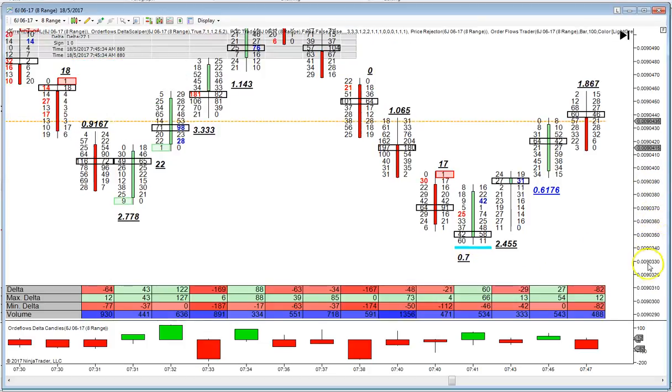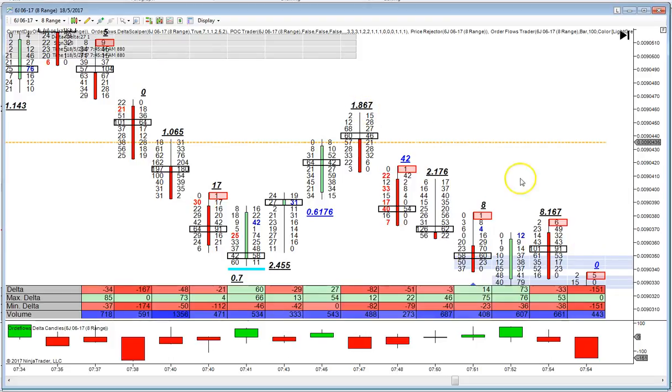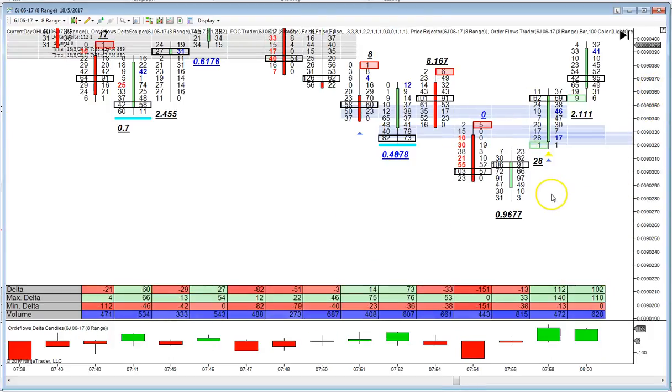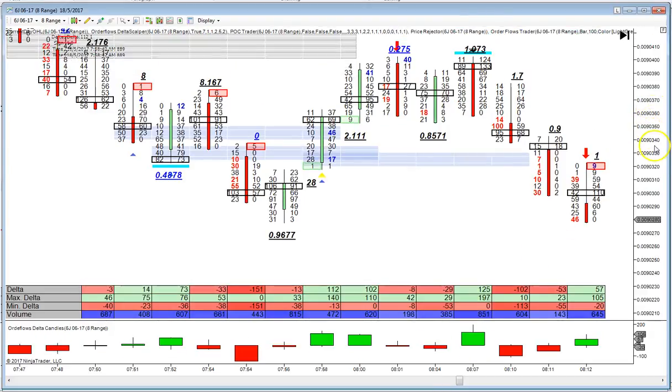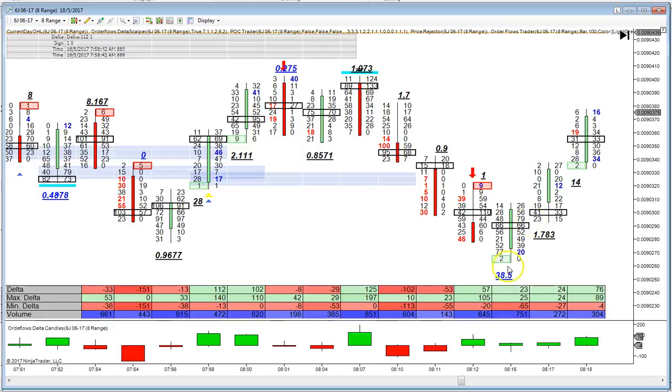You got point of control near the bottom. You just sort of rally up, start coming down. I do like this bar here, point of control at the bottom, but you got price rejection up here. The bar previous, you got a single print, and then this bar, you got the single print. But then you get down here to this swing low. What happens? You got a single print.